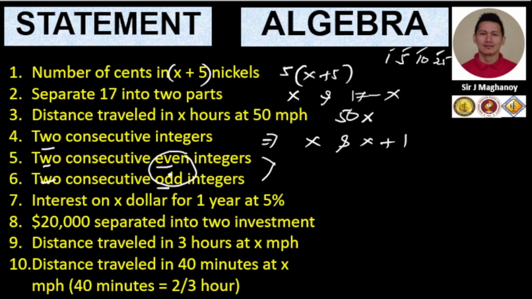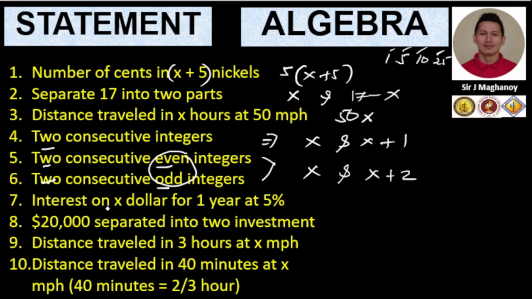How about for even and odd integers? Two consecutive means you have two numbers. So still x and x plus 2. Okay, don't forget that if you're dealing with integers and even or odd is not mentioned, that is x and x plus 1. If it is two consecutive integers, if it's three and so forth, that is x plus 2, x plus 3. How about for three consecutive even integers, that is x, x plus 2, then x plus 4, and so forth, as long as how many integers are given.